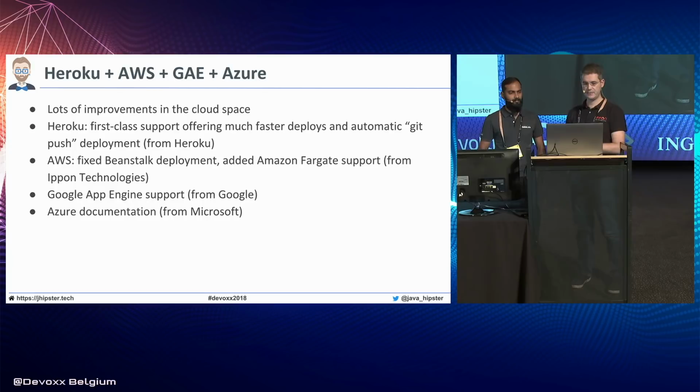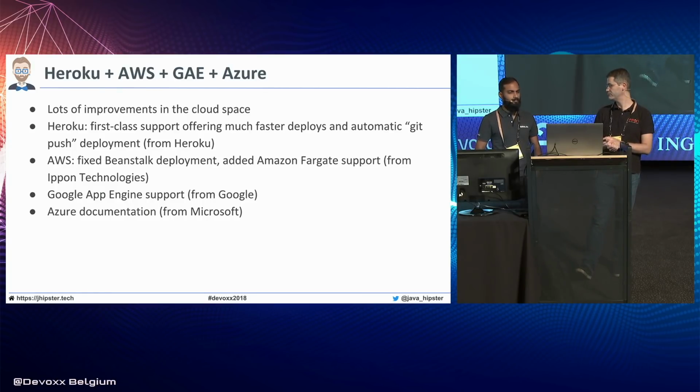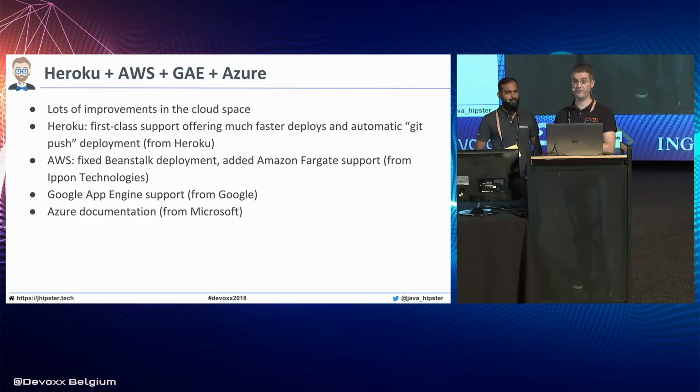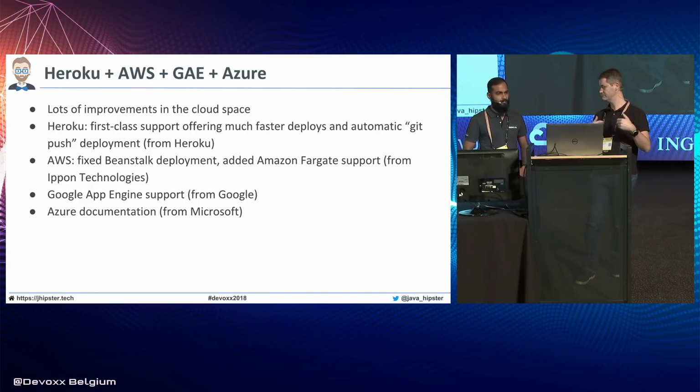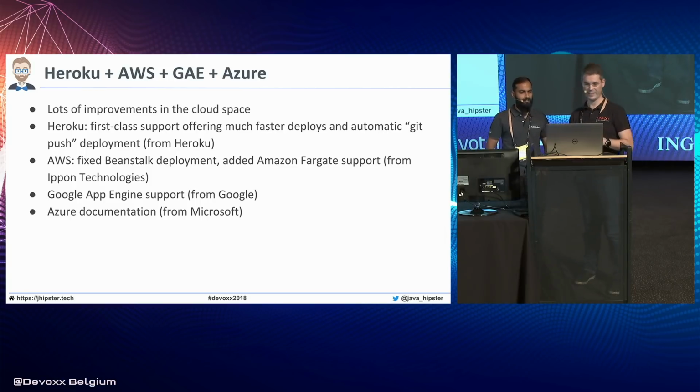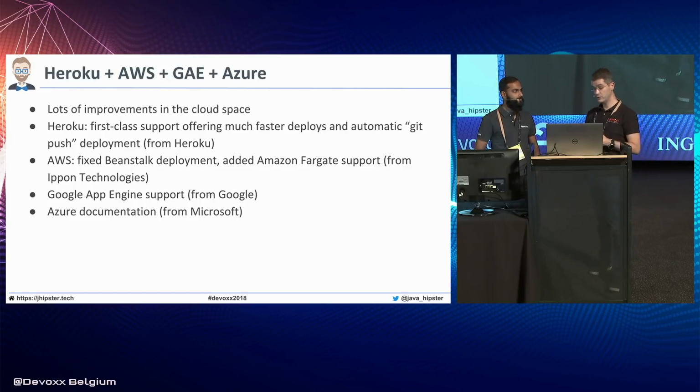For Amazon Web Services, we have had Beanstalk support from the very beginning, but it was a bit broken, and so it was fixed. And we have also added support for Amazon Fargate, which is a new cool thing from Amazon. That wasn't done by my company, so thanks to my colleagues. We've got Google App Engine support from people from Google App Engine. So there's lots of hope on this one. I think it's going to be awesome also.